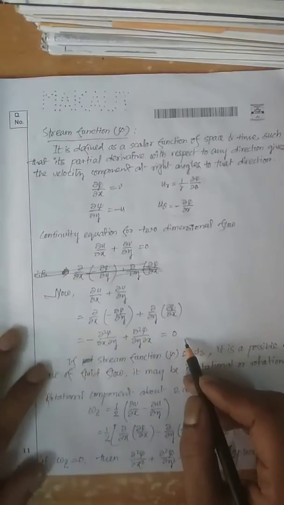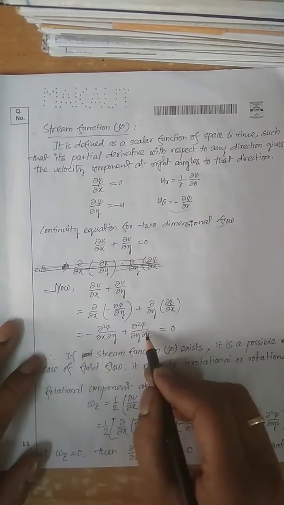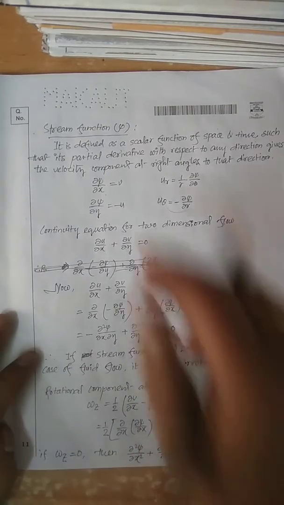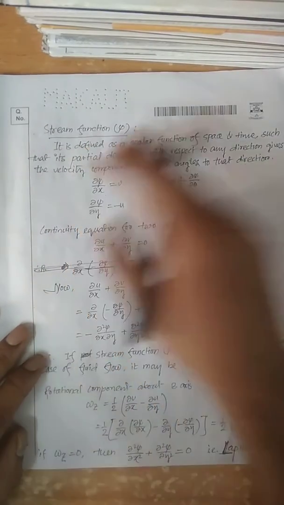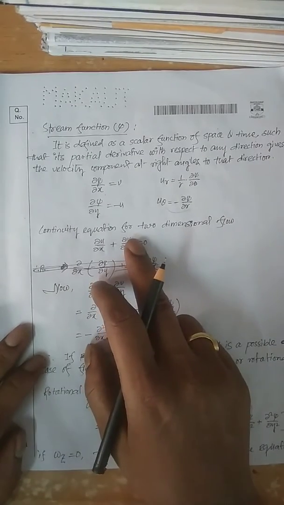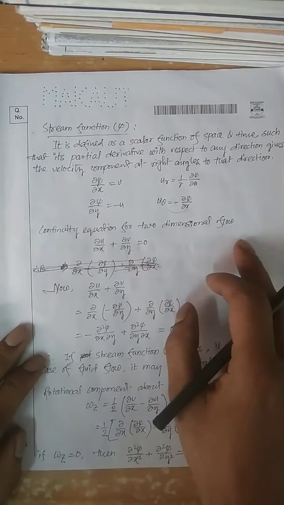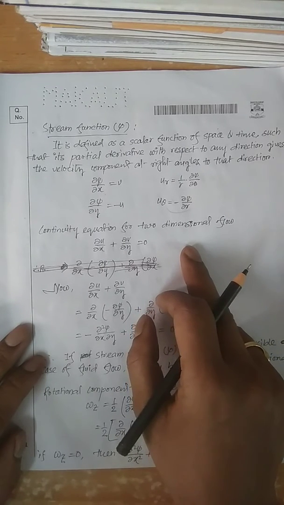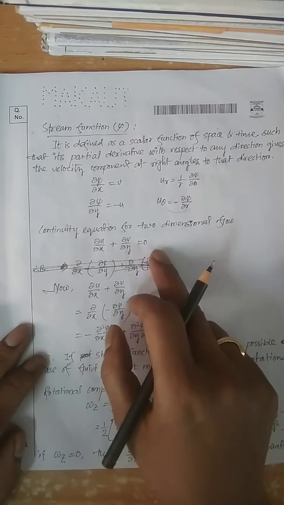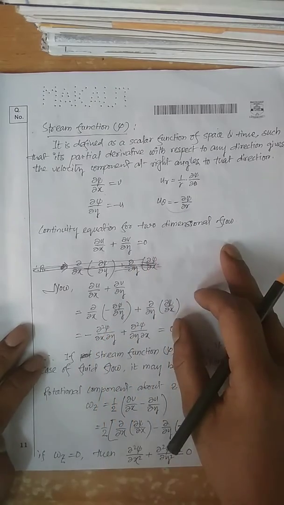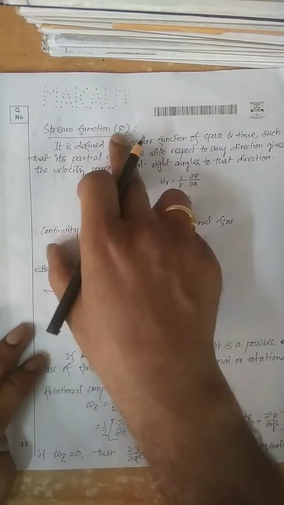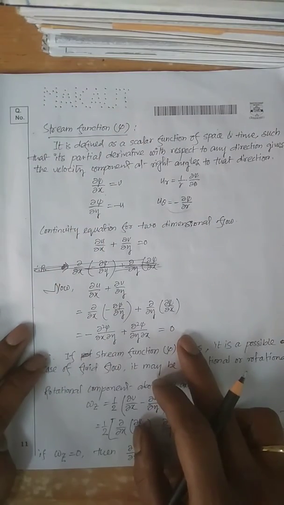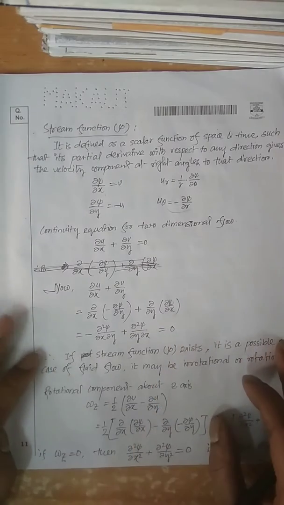So this minus this minus this should be equal to 0. So it can be concluded that if the stream function exists, then it's a possible case of fluid flow, that is the steady and incompressible fluid flow. This is the continuity equation for steady and incompressible fluid flow for two-dimensional cases. So the existence of psi, the stream function, indicates a possible case of fluid flow, that is the steady and incompressible fluid flow.